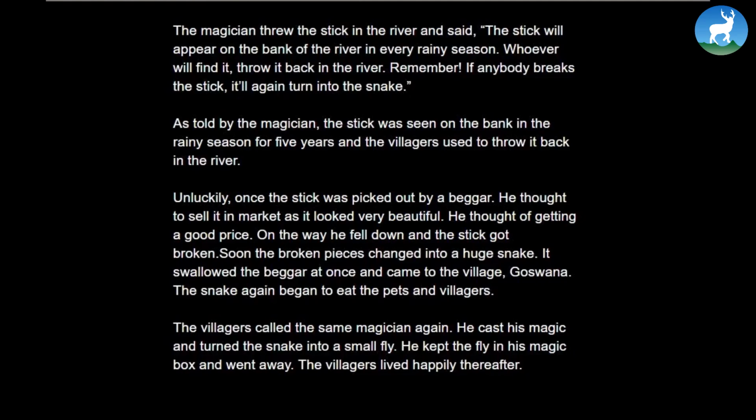The magician threw the stick in the river and said, "The stick will appear on the bank of the river in every rainy season. Whoever finds it, throw it back in the river. Remember, if anybody breaks the stick, it will again turn into the snake." As told by the magician, the stick was seen on the bank in the rainy season for 5 years, and the villagers used to throw it back in the river.